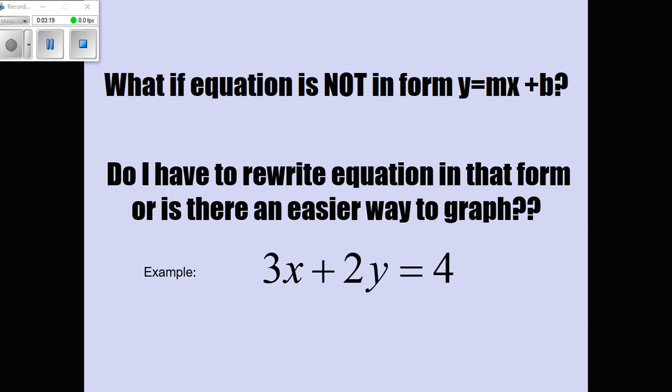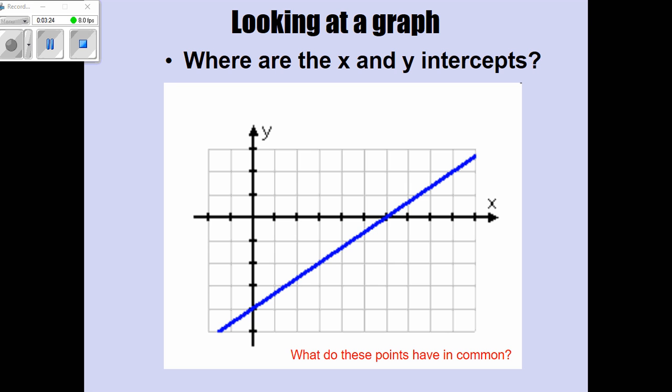So what does that look like? What does the graph look like if we have x and y intercepts? Well, looking at a graph, the x and y intercepts are where it crosses the x-axis and the y-axis. So this is your x-intercept, which is ordered pair (6, 0). And this point is (0, -4), and this is your y-intercept. So your y-intercept is on your y-axis, and your x-intercept is on your x-axis, excuse me.